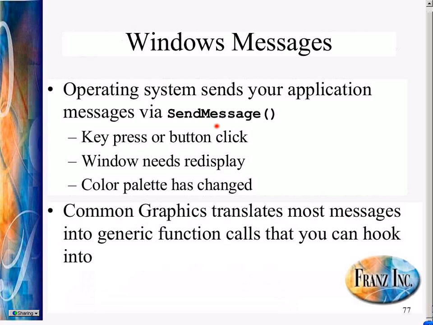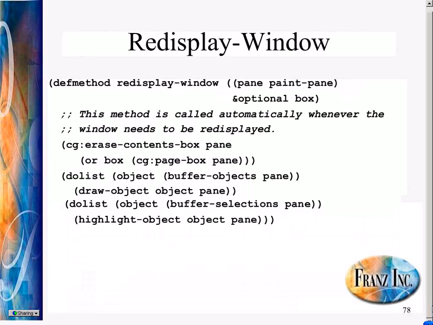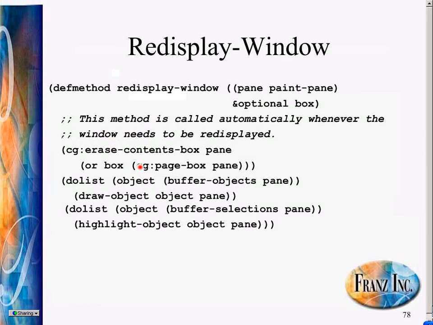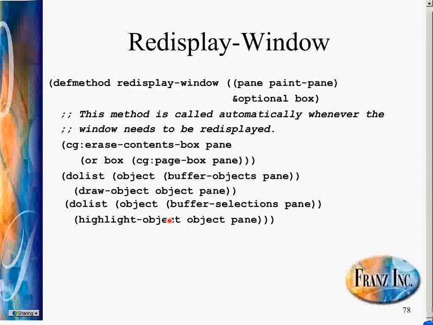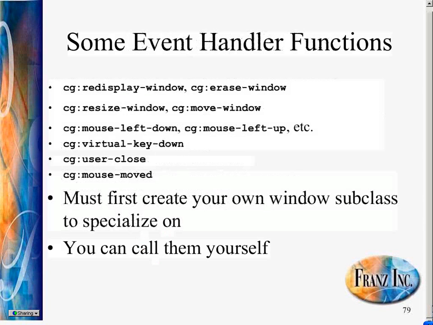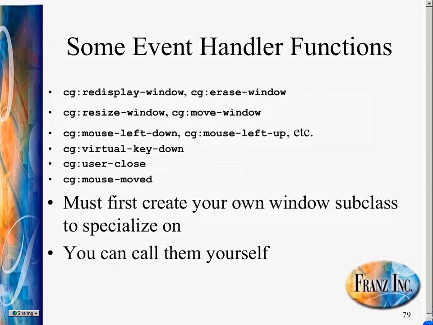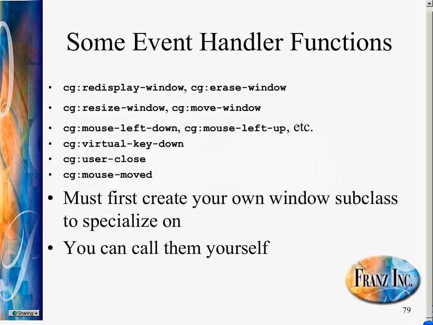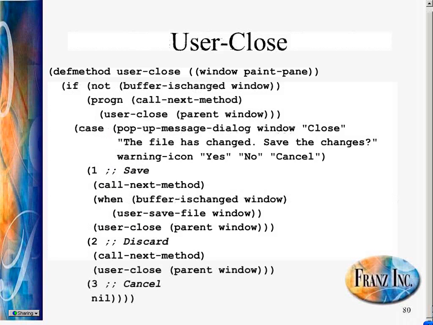Messages: the operating system uses something called send message, and it happens with key press or Windows need display or whatever. Common Graphics translates these into generic functions. Redisplay window is one of these generic functions, and you can define your own redisplay window method that will draw things appropriately if that's what you want to do. There are various event handler functions with names like redisplay window, which we've already looked at, resize window, mouse left down, virtual key down, user close, etc. Those are describing Windows events, and you can write your own code that will specialize on your own objects.